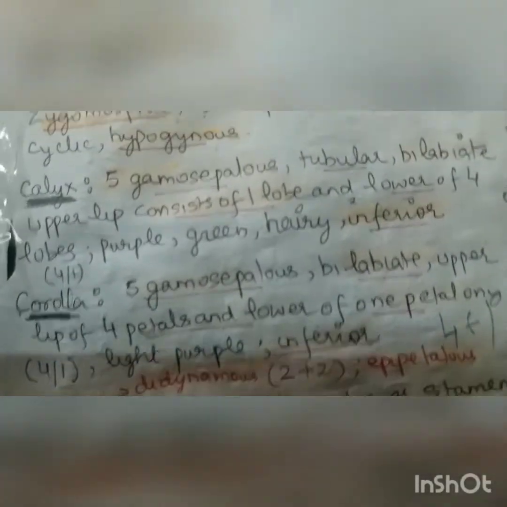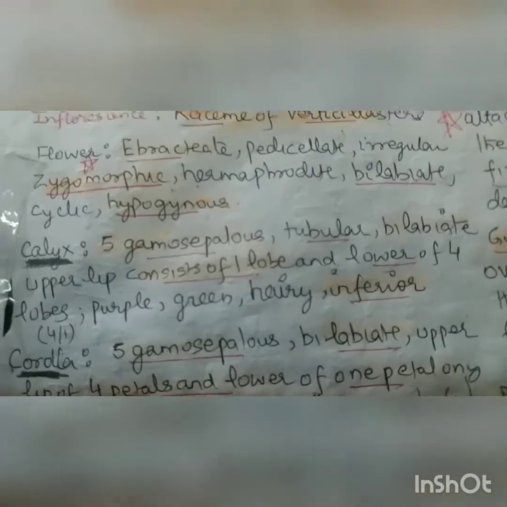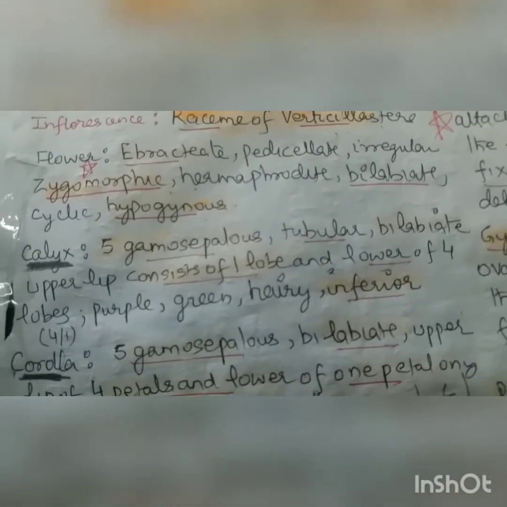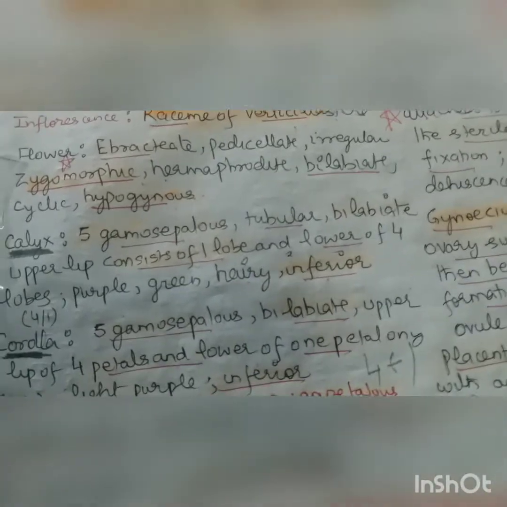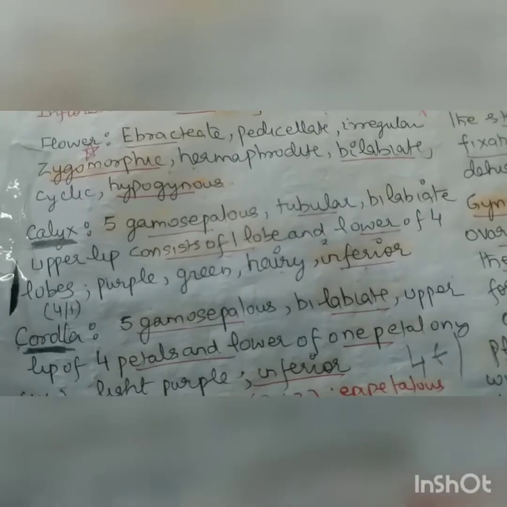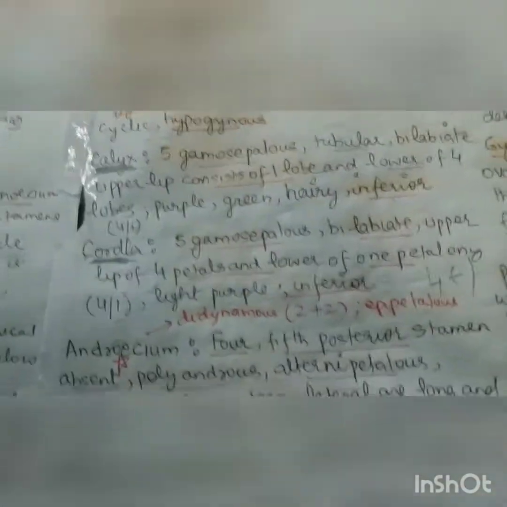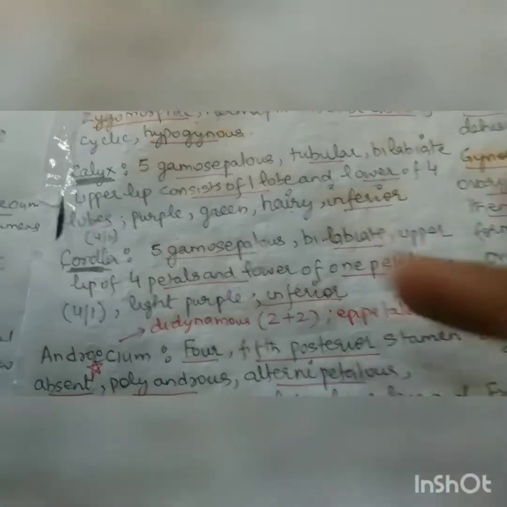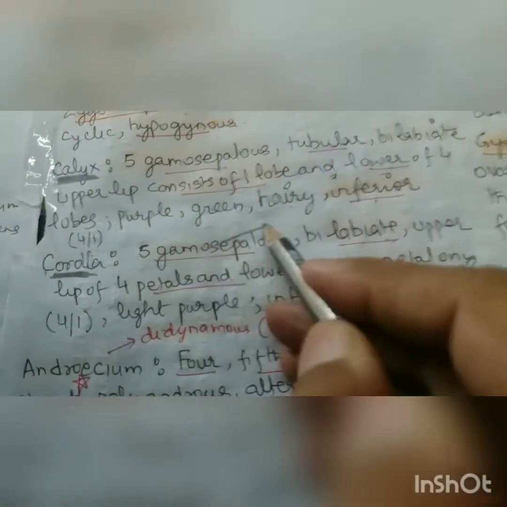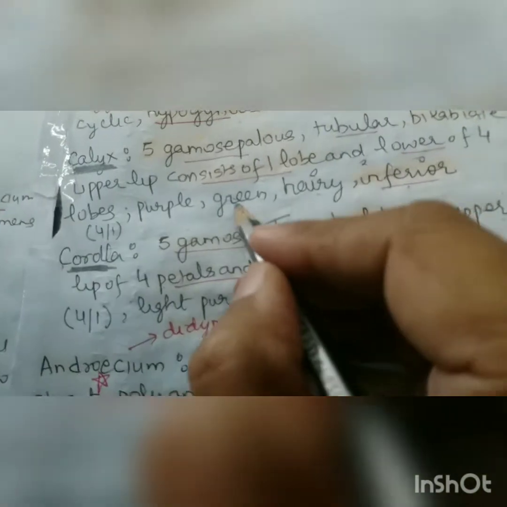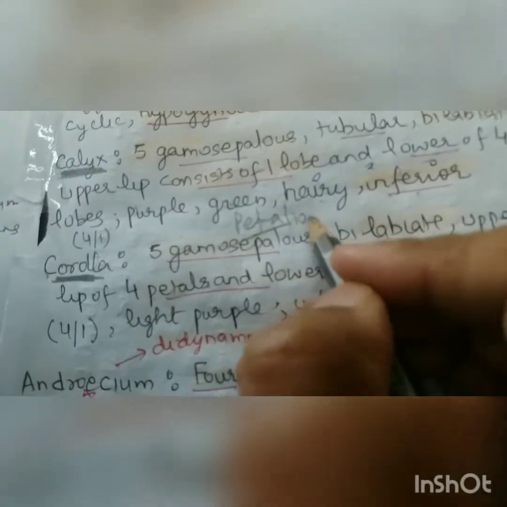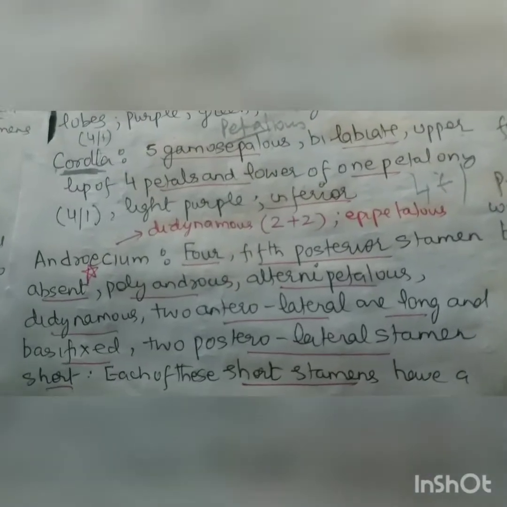So now I am coming to the next part, that is the calyx. Calyx is 5, gamosepalous, tubular, bilabiate. Upper lip consists of 1 lobe and the lower of 4 lobes, right? Green, purple, hairy and inferior, because by default it is inferior as we have the hypogynous condition. So corolla is 5, that is gamopetalous, and bilabiate, upper lip of 4 petals and lower of 1, right? Light purple and it is inferior, right?